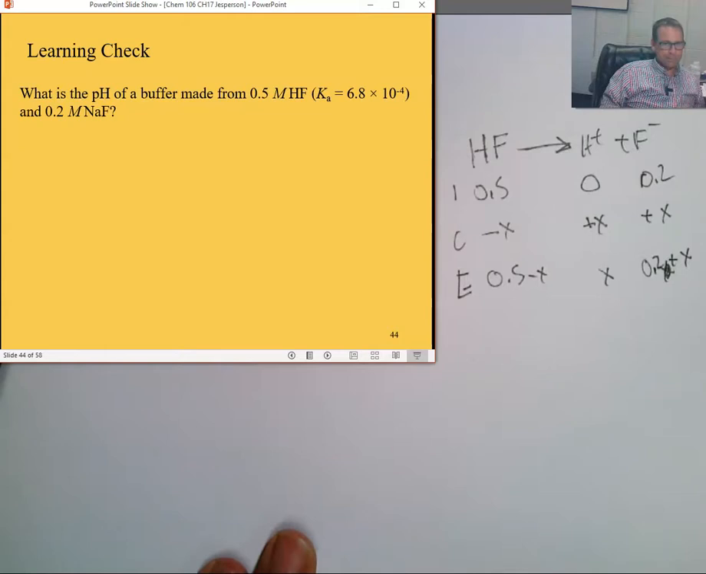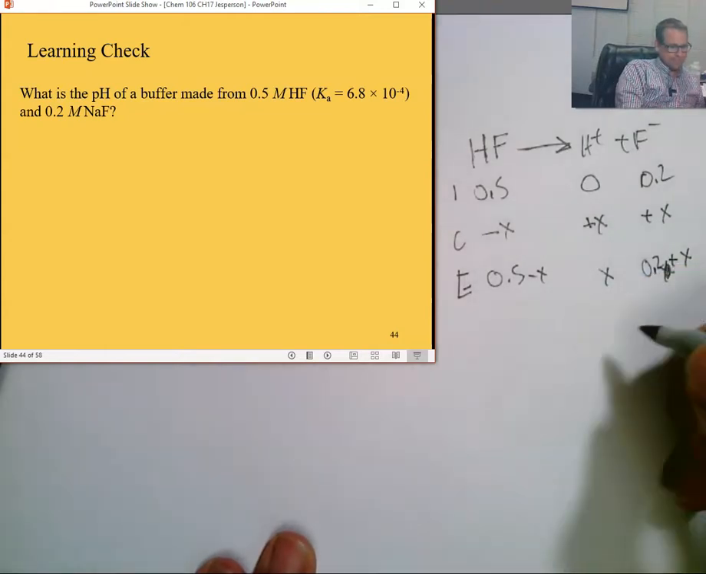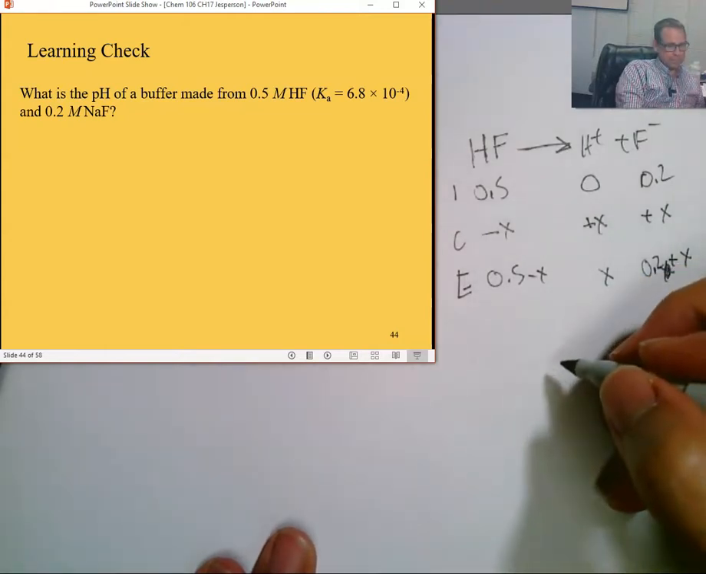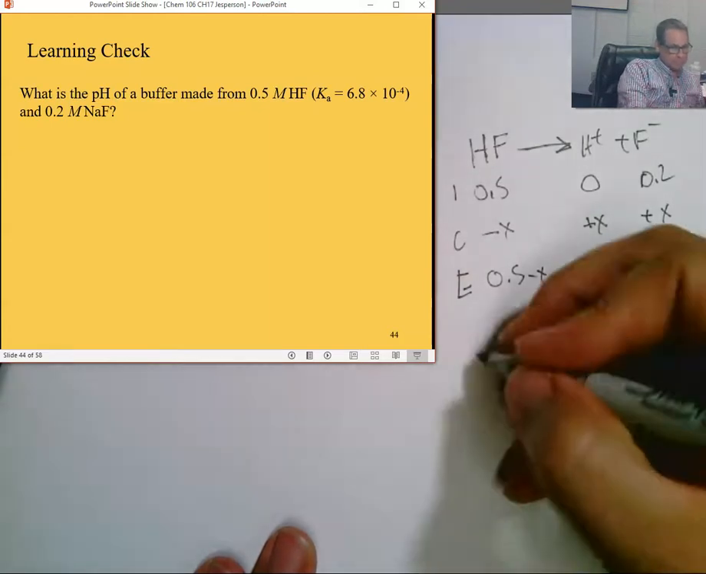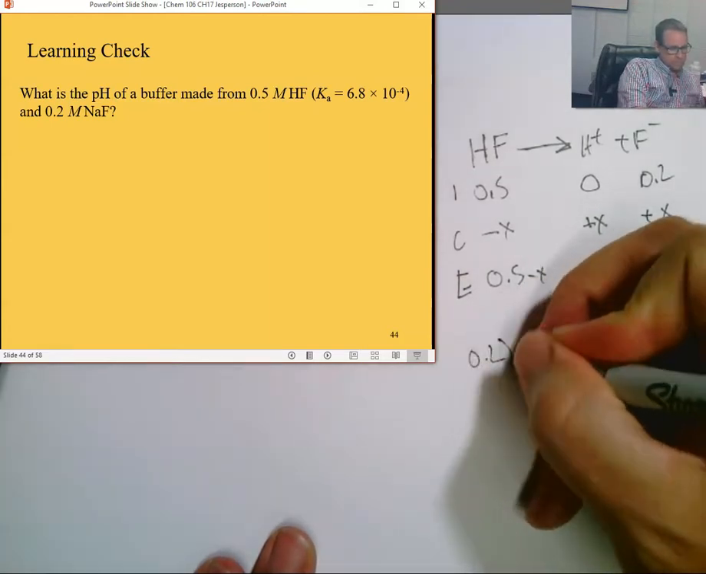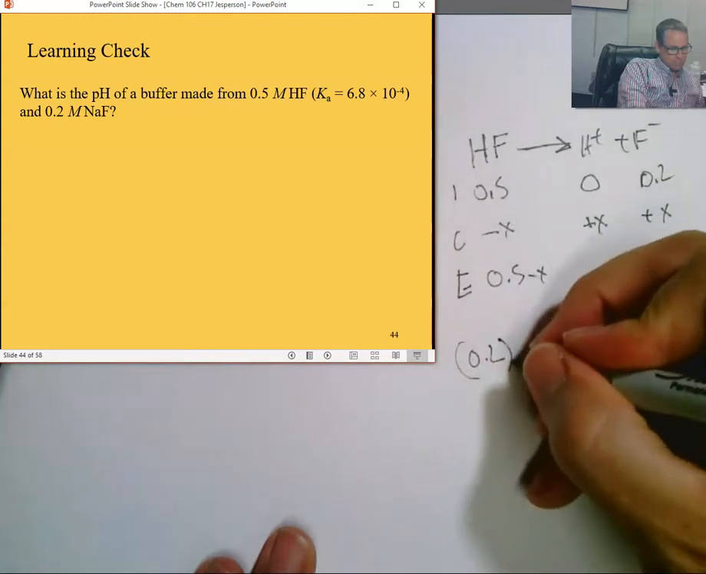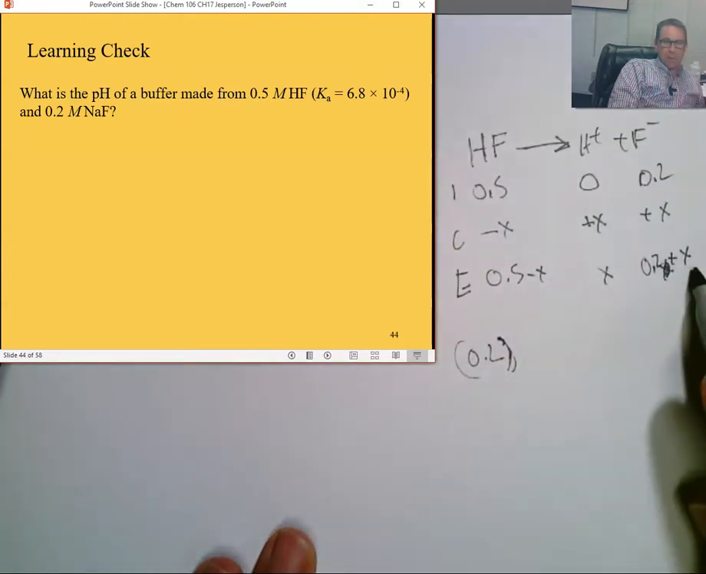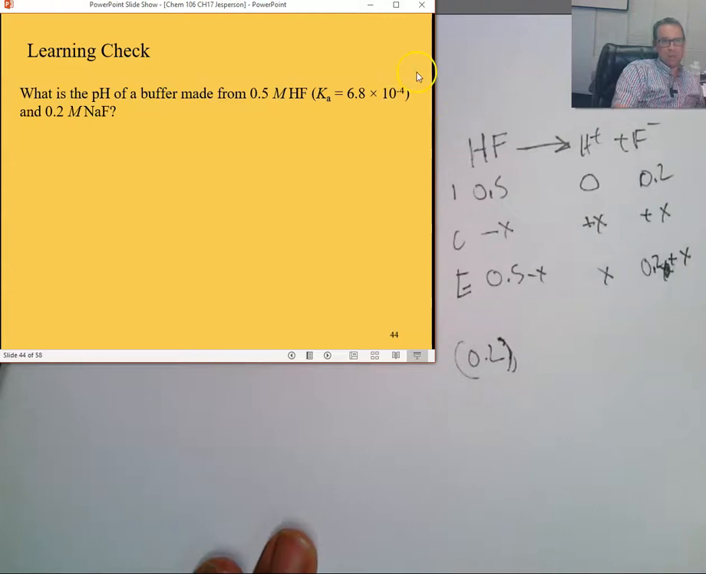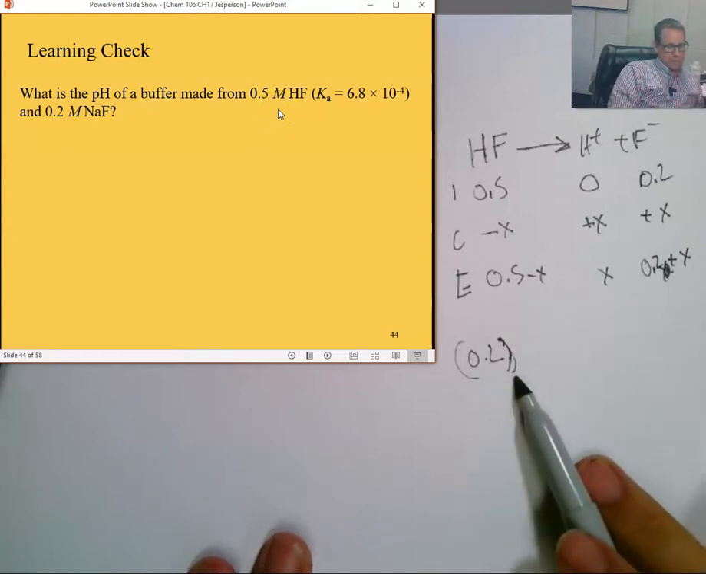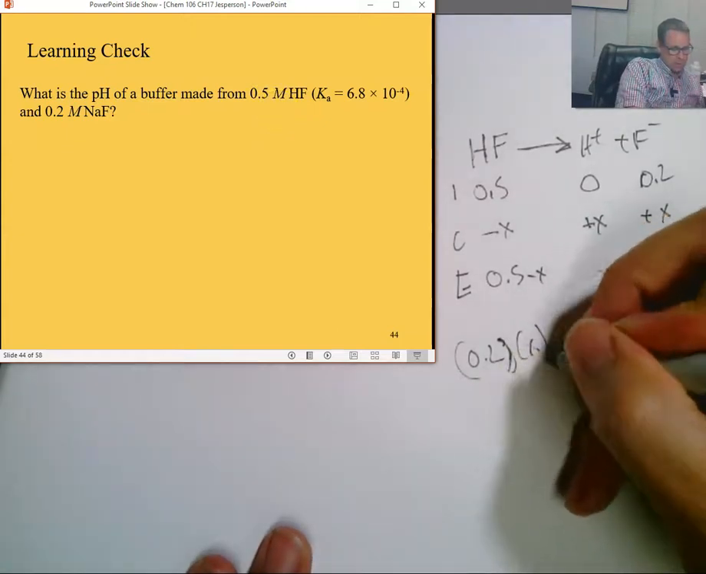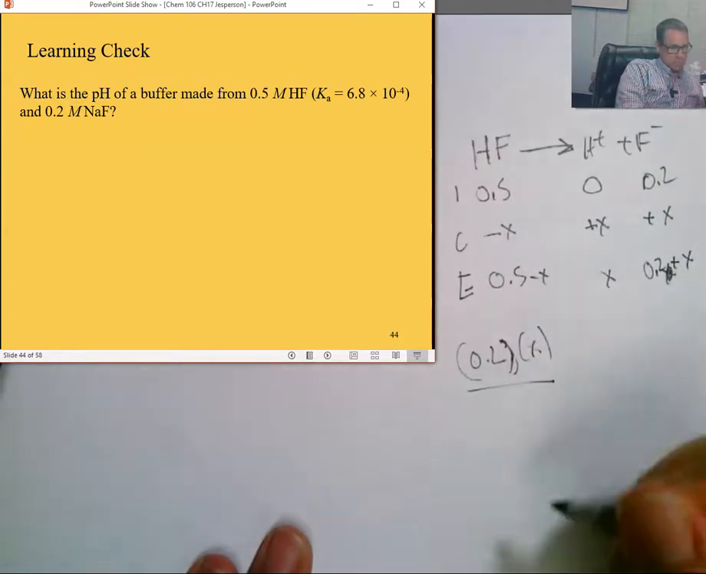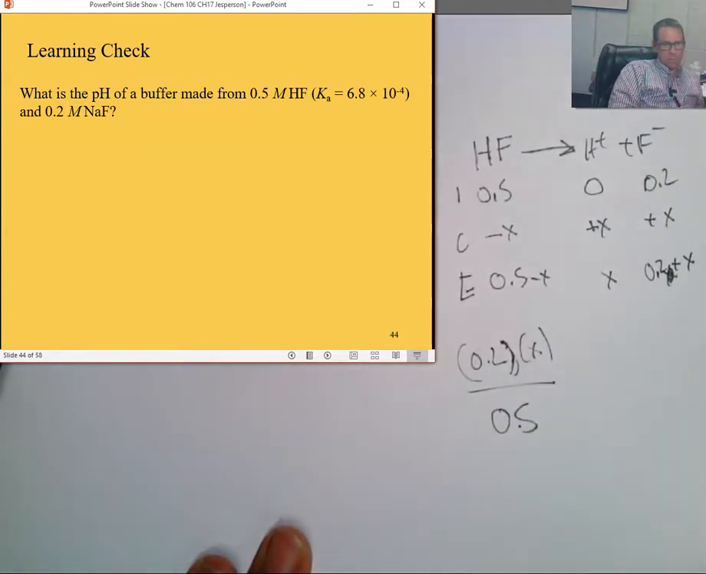Now we fill in our equations, so we'll go 0.2 plus x. Or do we not need the x? I think we can drop that, right? We can drop that because we've got 10 to the minus 4, and we're at 10 to the minus 1 here. Okay. And then just times x, and then over the 0.5. And then that's equal to the Ka.